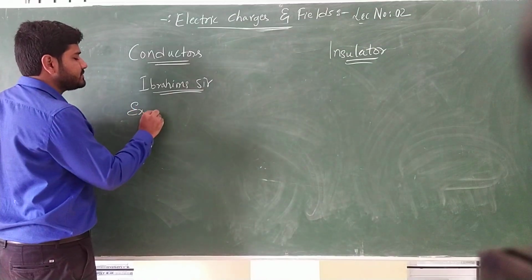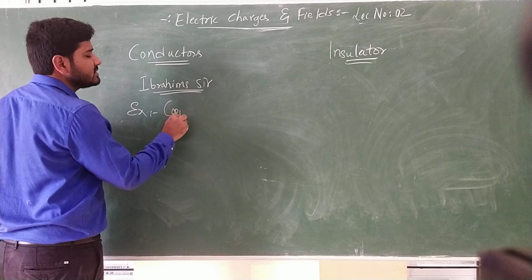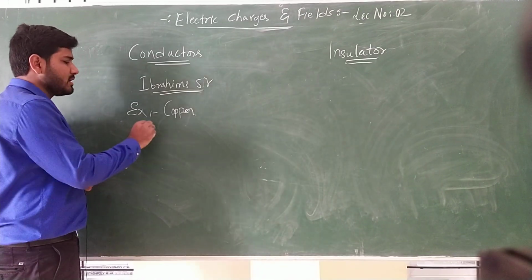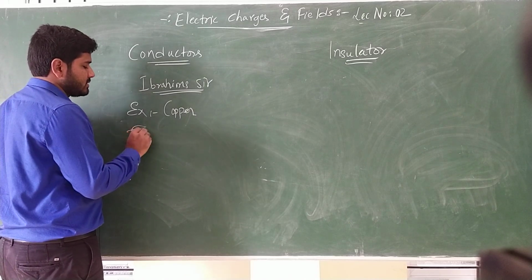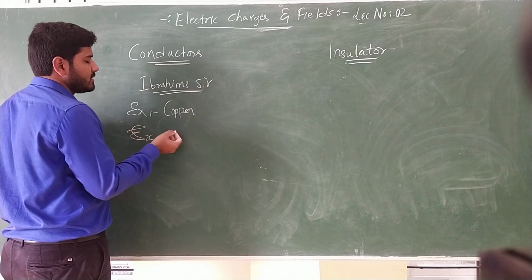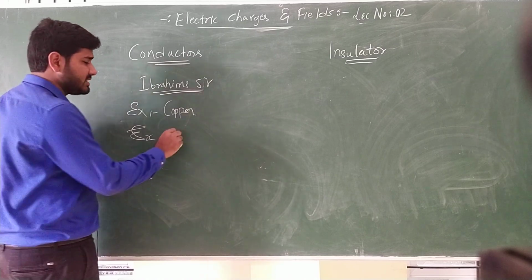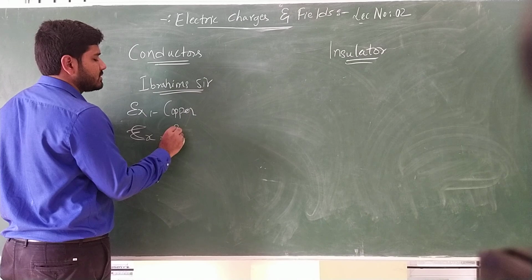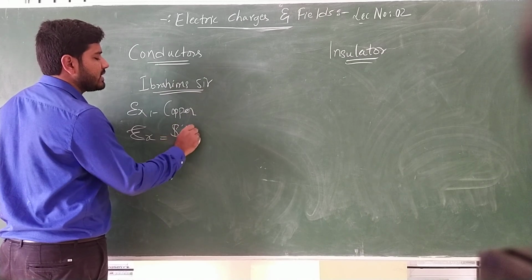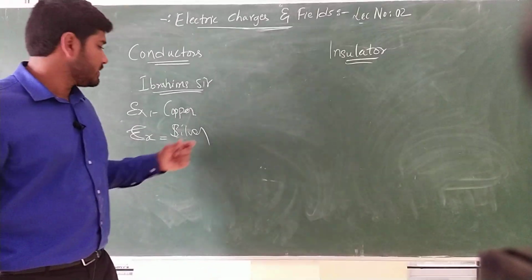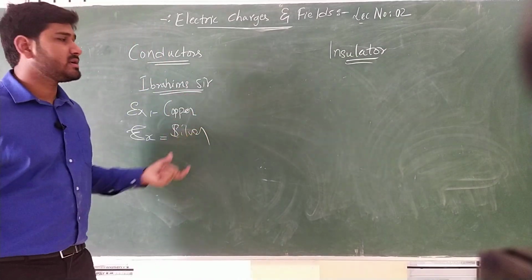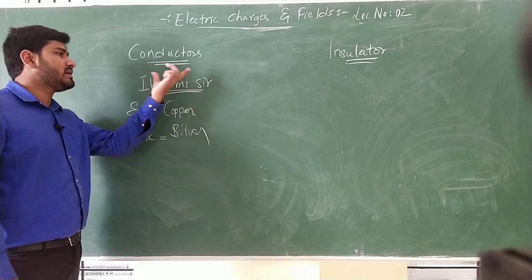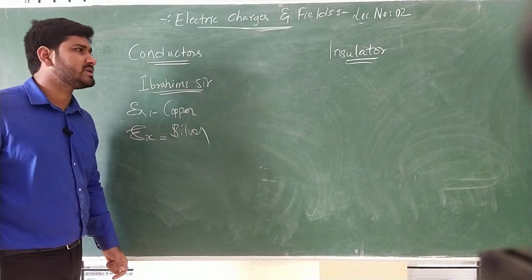So if charges are passing through any body, then that body is called a conductor. Examples of conductors: copper. The copper wire you use for lighting at home, and many other examples. Metals such as copper and silver are good conductors. So you are also a conductor, I am also a conductor. Anything which allows electric charges to pass through it is called a conductor.